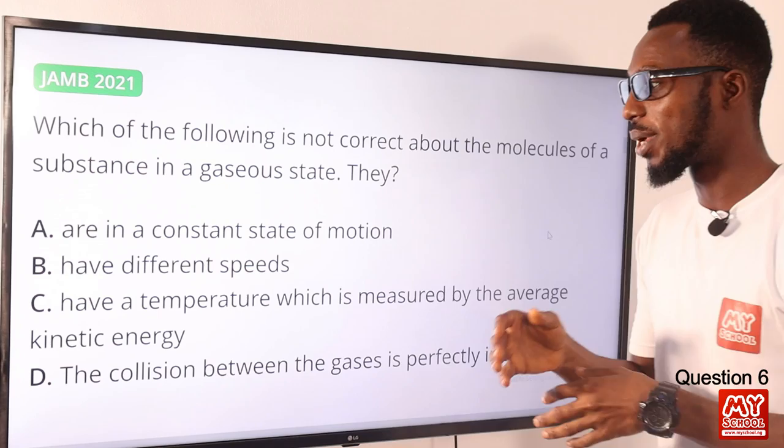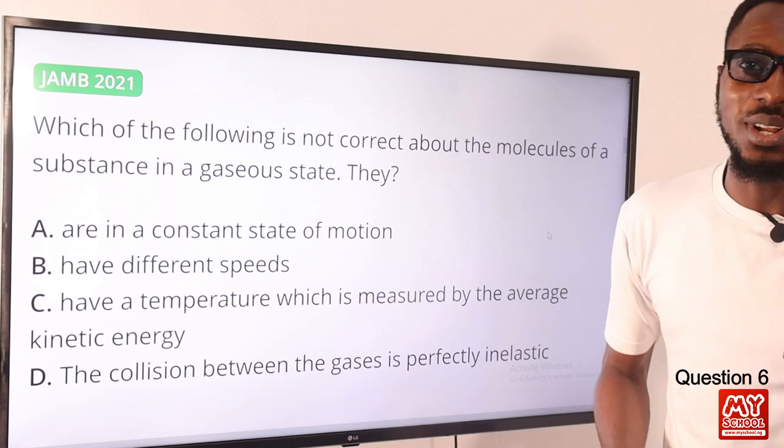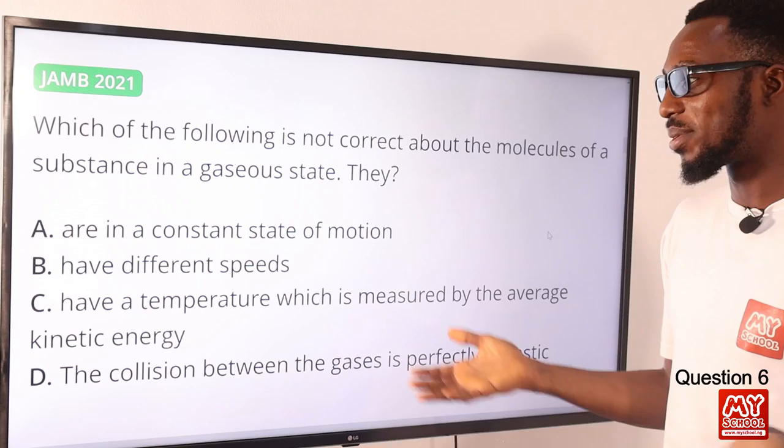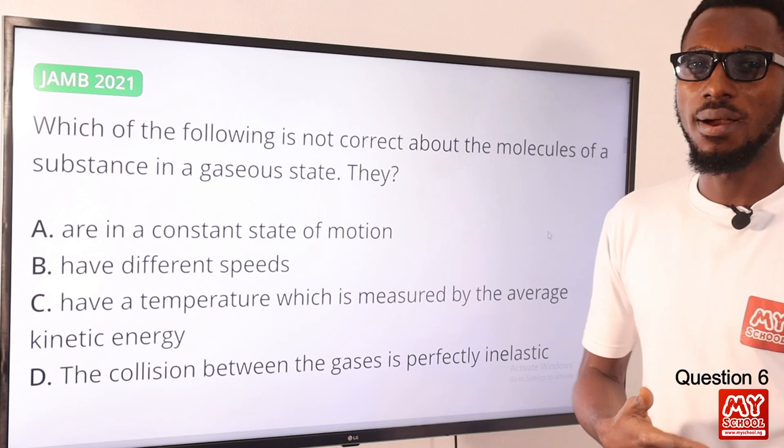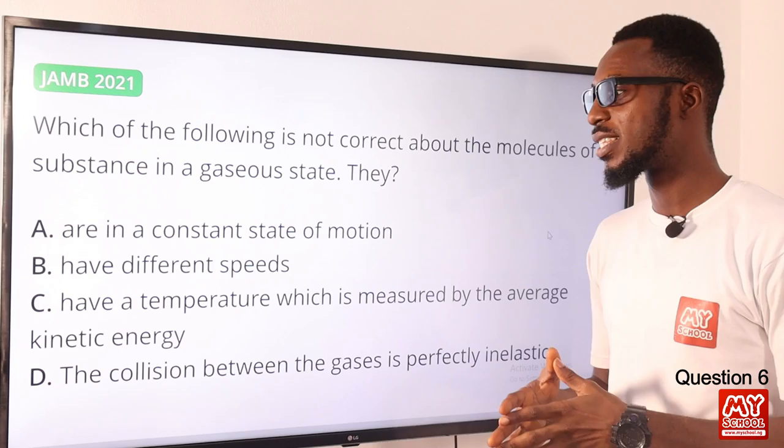Due to their constant state of motion, they collide with one another and with the walls of the container. All of those collisions result in different speeds of the molecules. You see that the speeds differ widely. Some will move slowly, while some will move very fast. So you can see that their speeds actually differ.